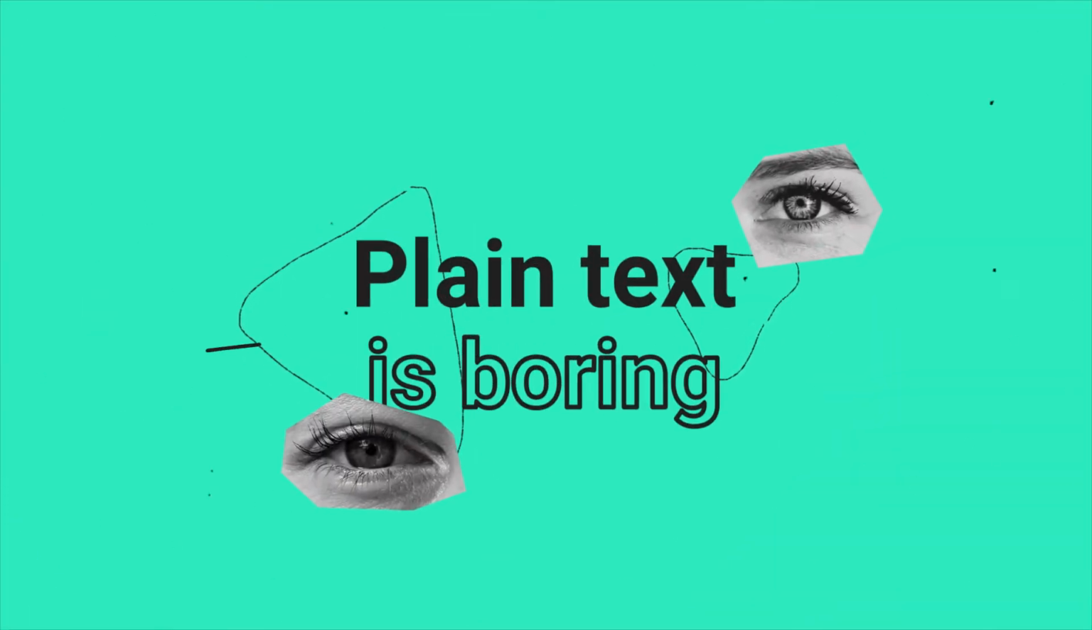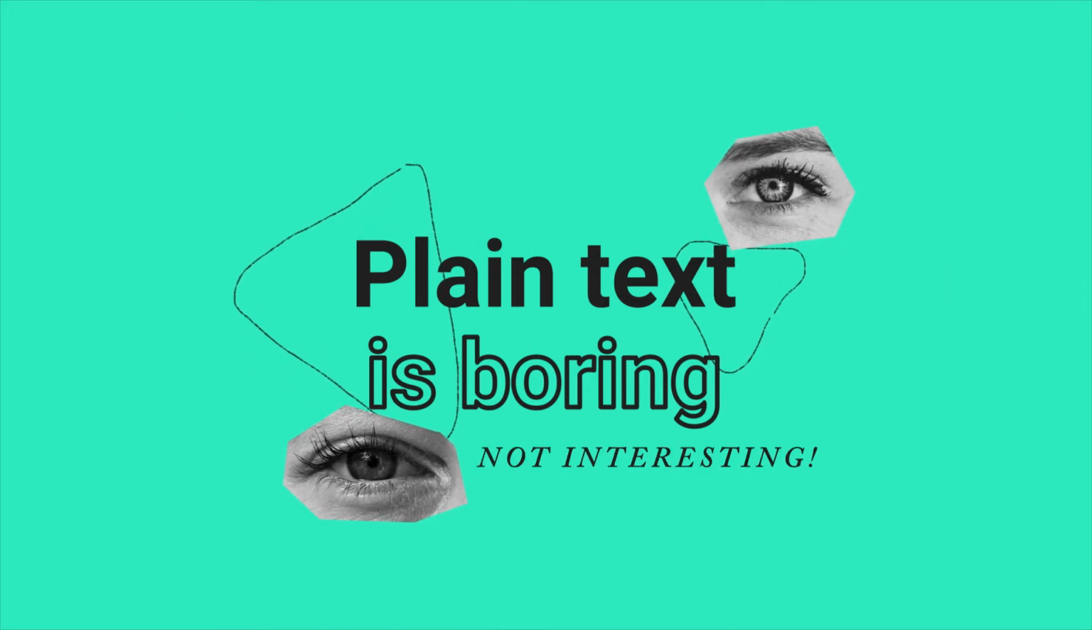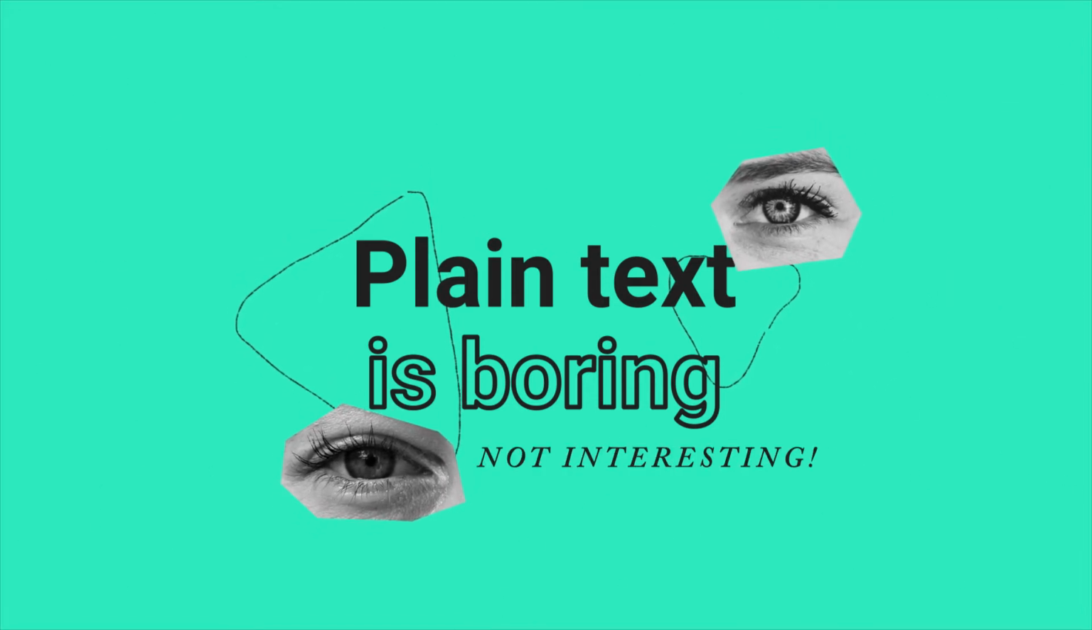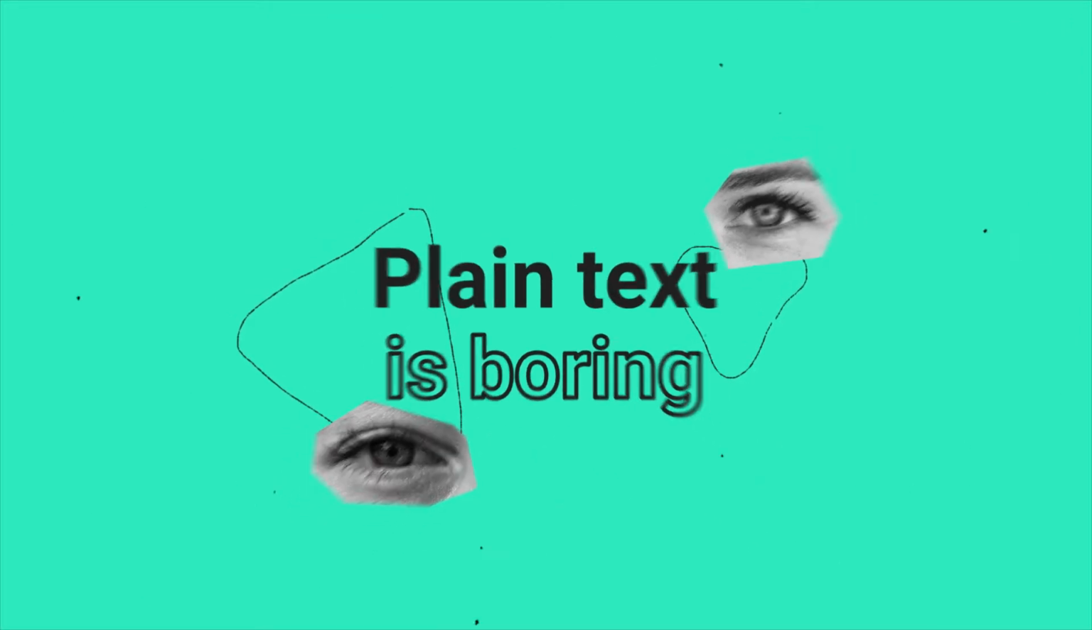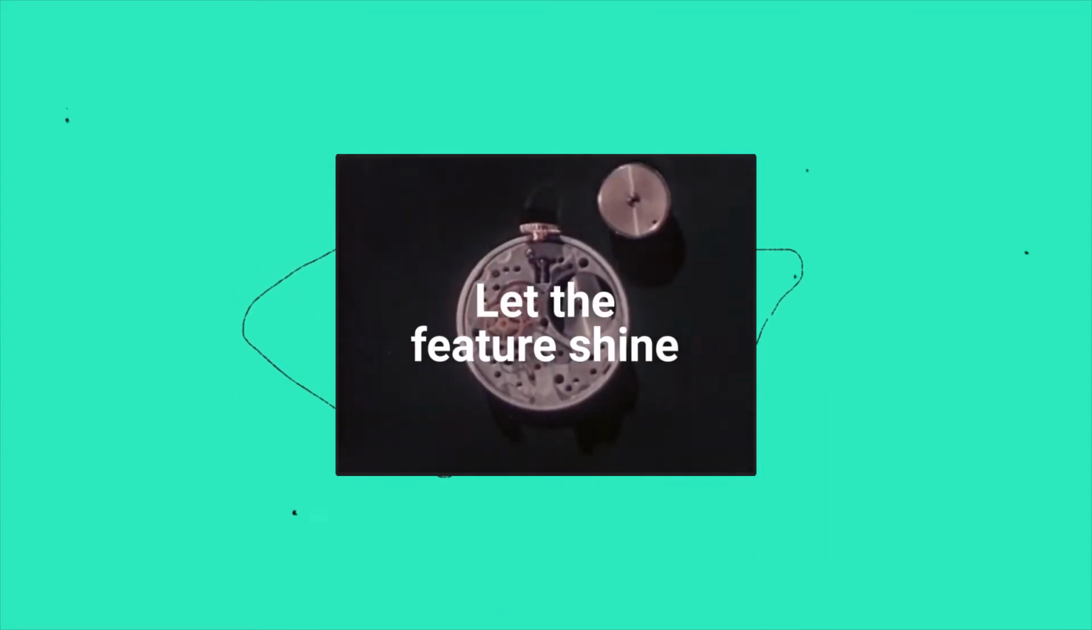Tip number 2, clear and engaging updates. There's nothing quite worse than an all-text changelog. There's nothing enticing or interesting about it. In fact, it's the opposite. It'll get you no attention and your updates will go unnoticed. Create updates that are visually engaging and let the new feature shine while making its value clear to your users.